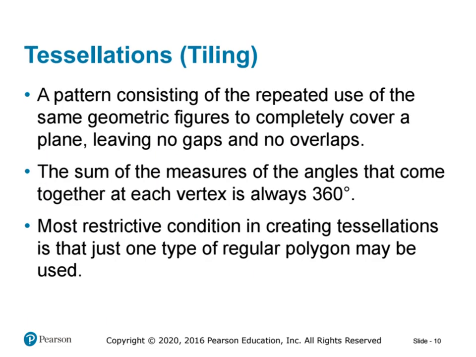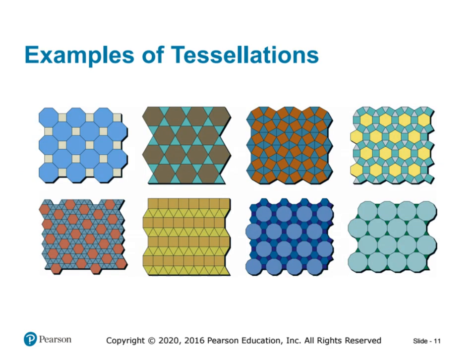All right, tessellations or tiling. So it's a pattern consisting of the repeated use of the same geometric figures to completely cover a plane, leaving no gaps and no overlaps. The sum of the measure of the angles that come together at each vertex is always 360. Most restrictive condition in creating tessellations is that just one type of regular polygon may be used. So these are some examples of tessellations.